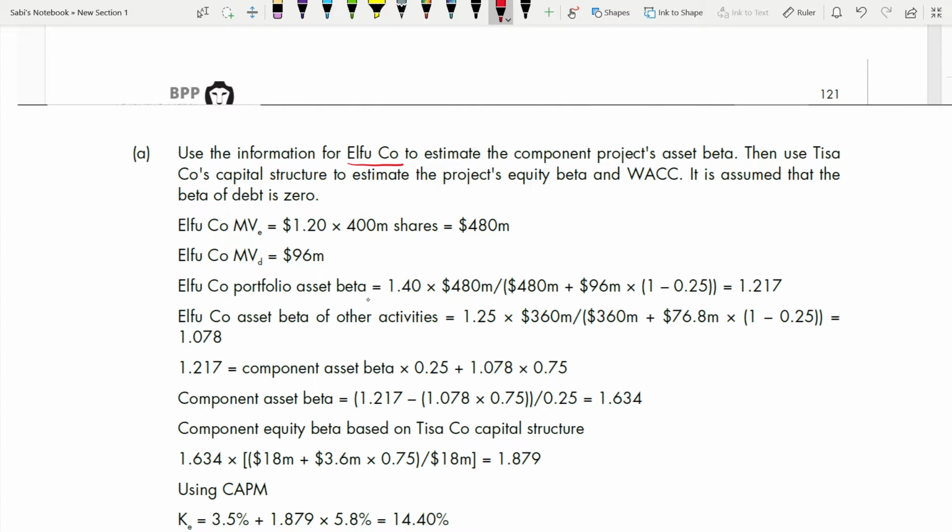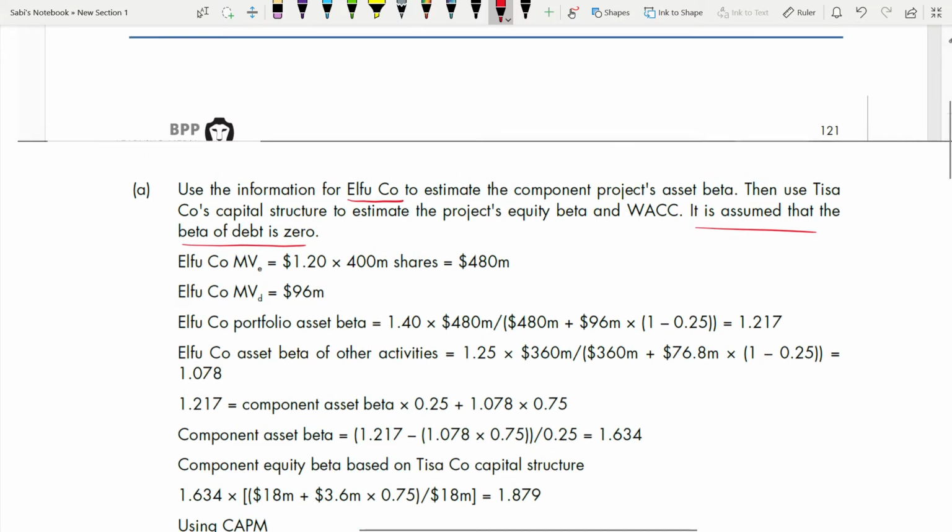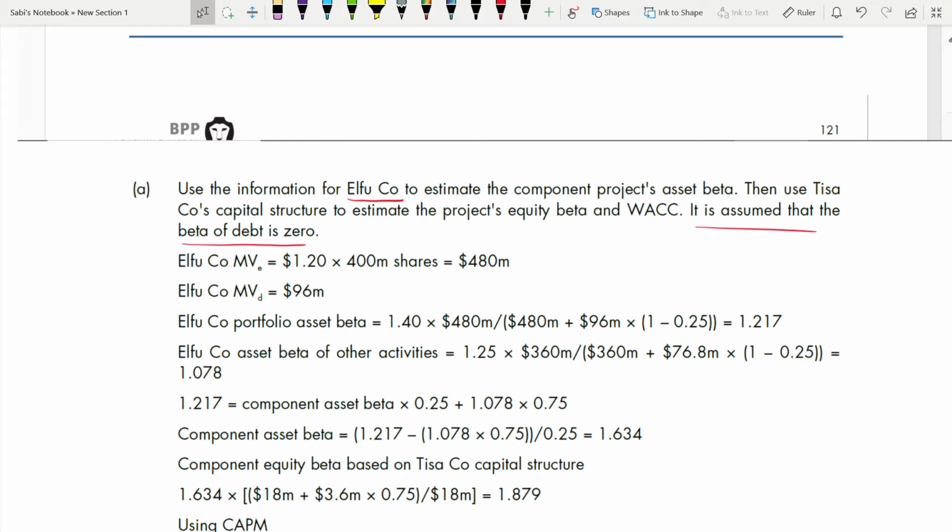It is assumed that the beta of debt is 0. Whether they tell it or not, even if they don't tell you in the question, you have to assume it like that. So now starting with L4 company. First we'll find the market value of equity and the market value of debt for L4 company.